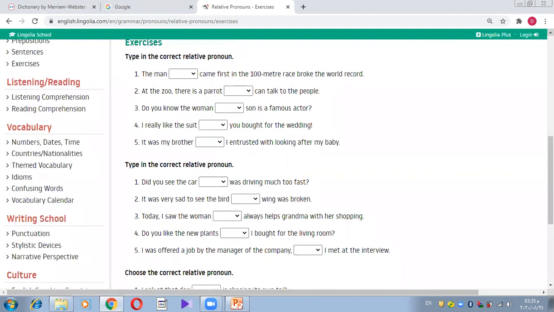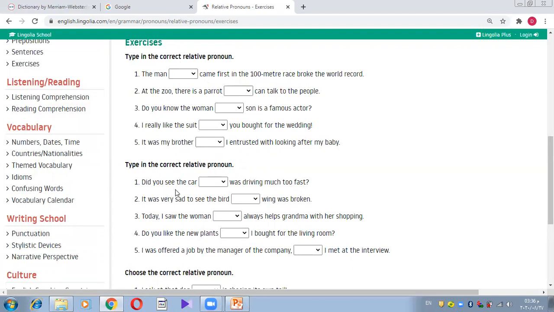Okay, the man came first in the 100-meter race, broke the world record. So at the zoo, there is a parrot, can talk to the people. Do you know the woman? Son is a famous actor. I really like the suit you bought for the wedding. It was my brother. I entrusted with looking after my baby. So which word are you gonna use here? Who, which, whom, whose, where, and when? Which of these words? So you are gonna write the correct word.